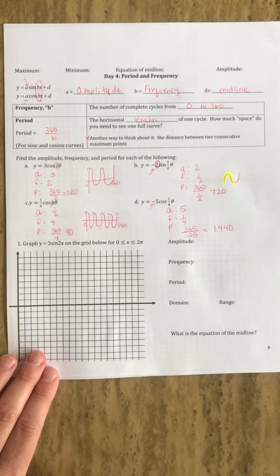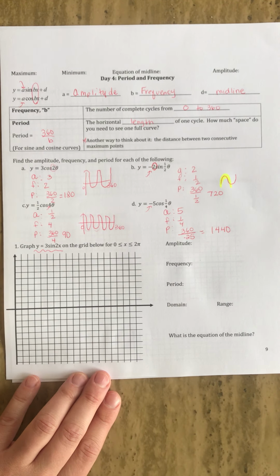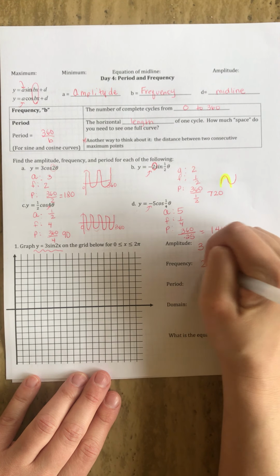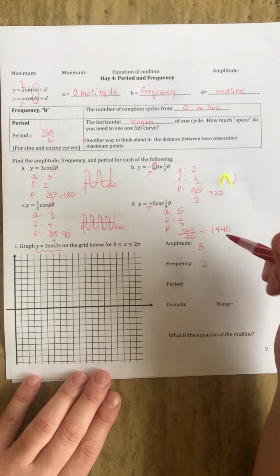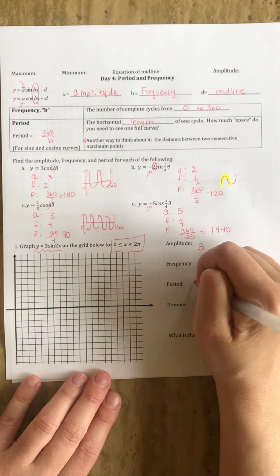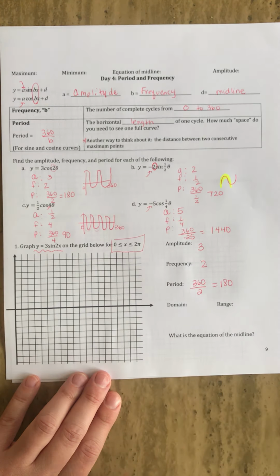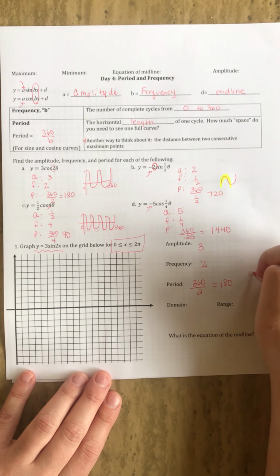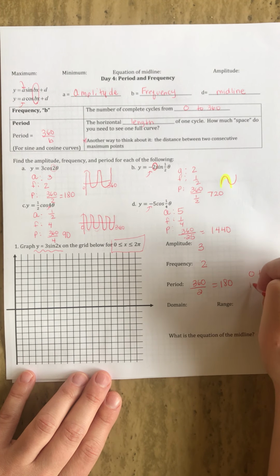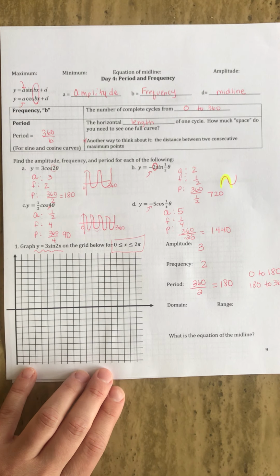Okay, let's go ahead and graph some of these now. We're going to focus in on this first one, y is equal to 3 sine of 2x. We know our amplitude here is 3. The frequency is 2. That means we need two sine curves from 0 to 360 degrees. The period is 360 divided by 2, which is 180. That means from 0 to 180 you would see one cycle, and from 180 to 360 you would see that second cycle.